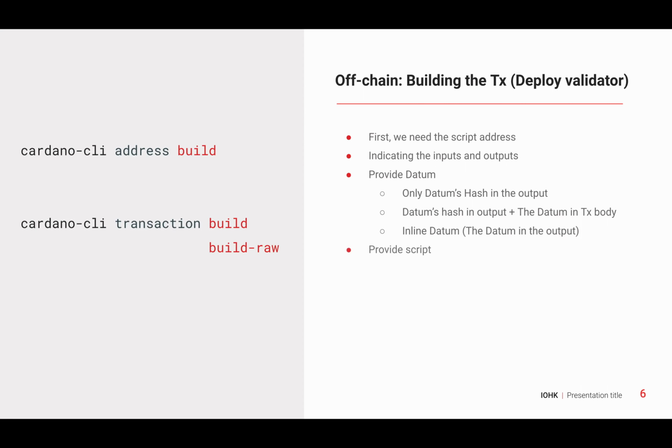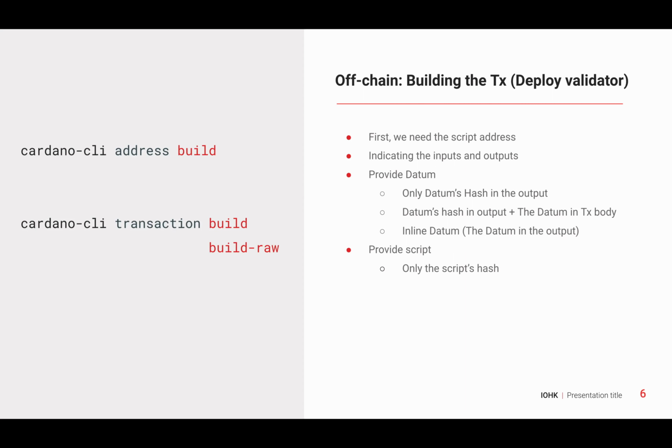When providing a script, we have two options. Providing only the script hash, which is the payment part of the script address. In this case, we don't provide the actual script anywhere. That's the job of the consuming transaction. And the way we know that the consuming transaction didn't alter the script is that if it did, the hash will change and the transaction will be invalid.